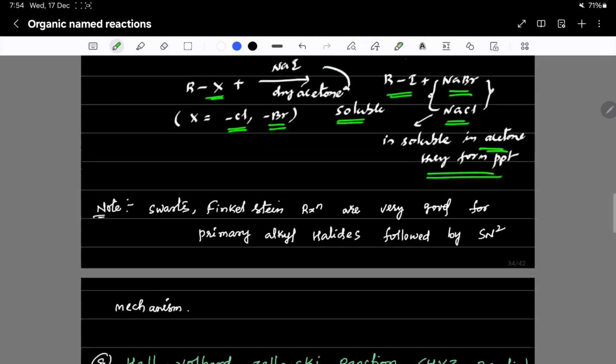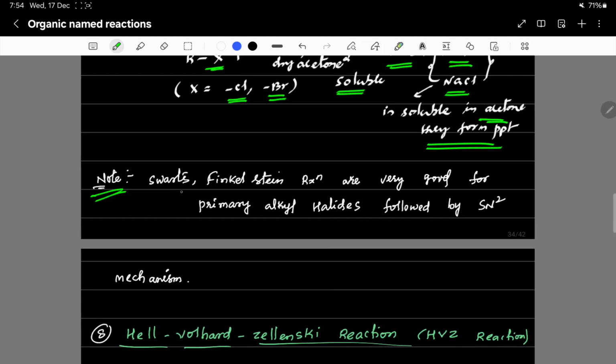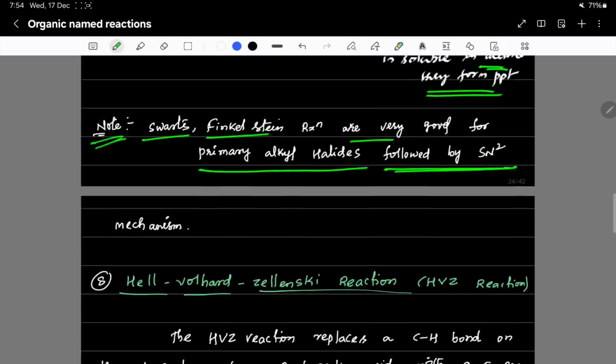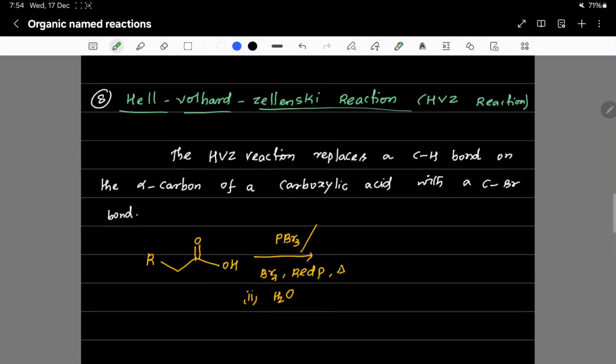One more important point, student. The Swarts reaction and the Finkelstein reaction are very good for primary alkyl halides, following the SN2 mechanism. Now we will discuss the Hell-Volhard-Zelinsky reaction, student. This is a very important reaction from the examination point of view, right?